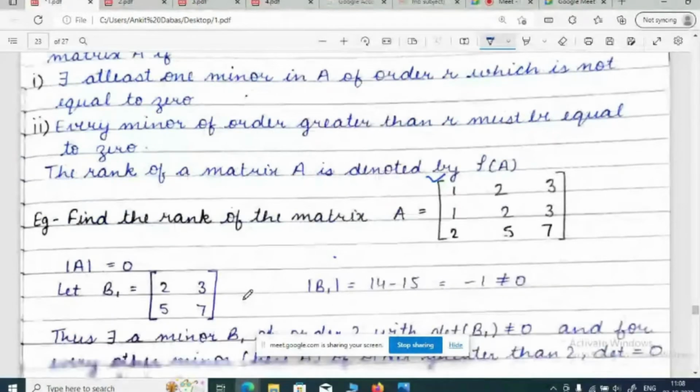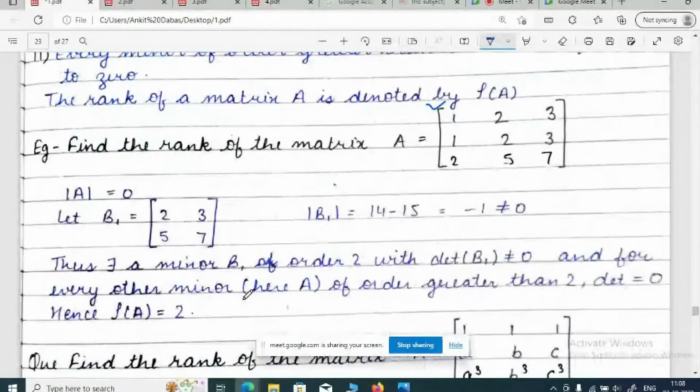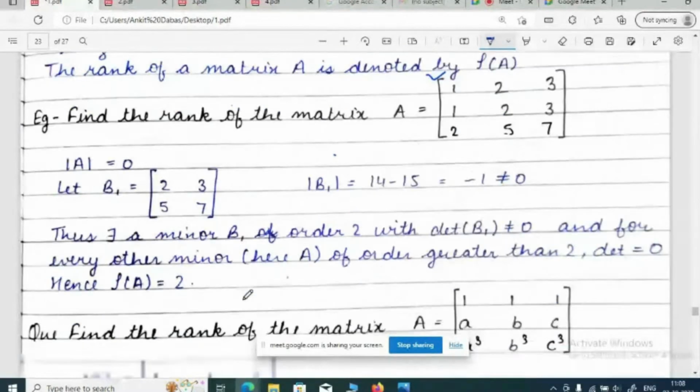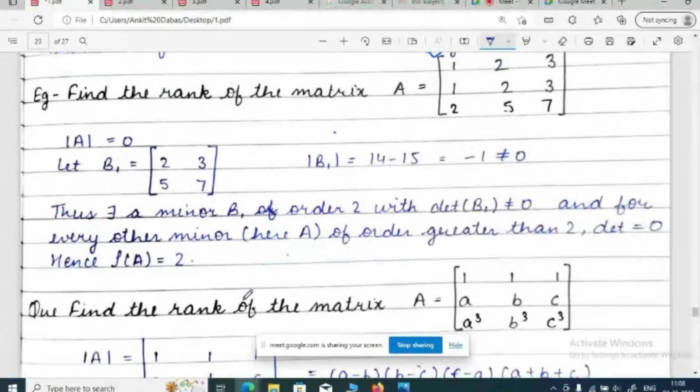Here we are given this matrix A, and we are asked to find the rank of the matrix. By the definition, because the determinant of A is equal to 0, it cannot have rank equal to 3. So next we compute the minors, that is, the minor corresponding to this entry. So we have 2, 3, 5, 7, that is minus 1, which is not equal to 0. Hence the rank of this matrix is equal to 2, because we found a minor whose determinant is not equal to 0, but the determinant of any higher order minor is equal to 0.